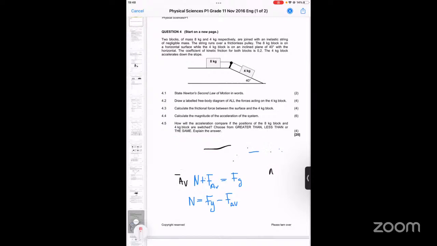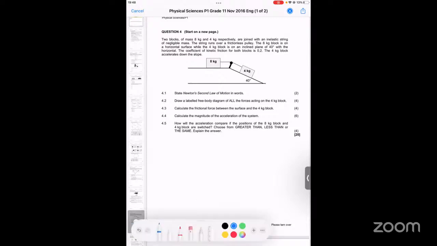Okay, there is the next question, honorable members, where they want you to calculate the magnitude of the acceleration of the system. Maybe let me explain how to formulate for that one, and then you will take it further. In such questions, you need to cut that system there so that you just focus on the 8 kg.